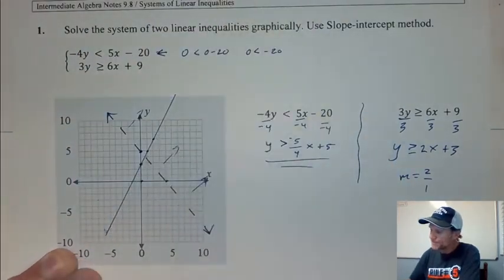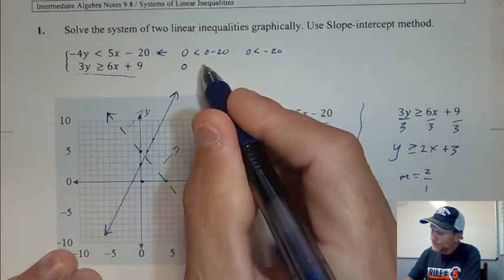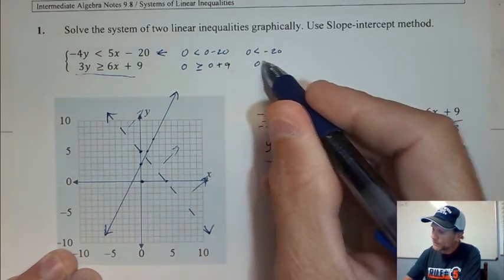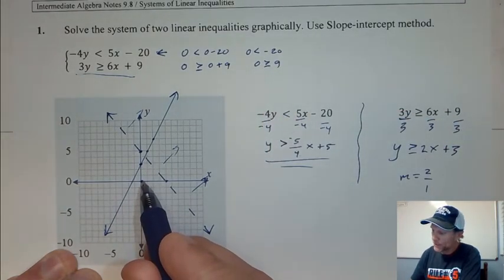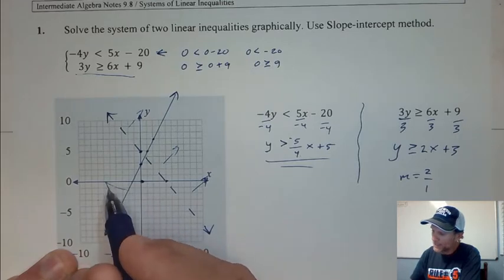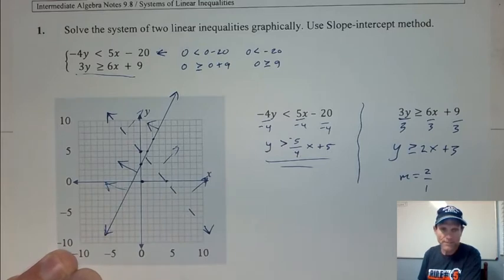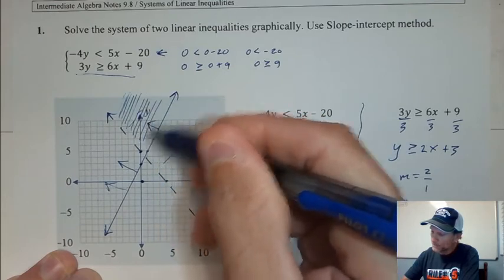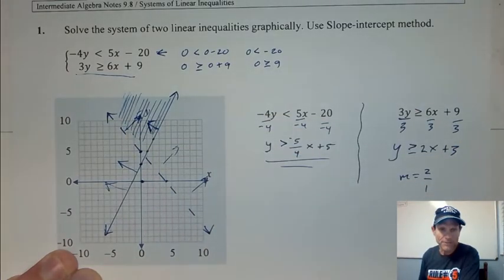Okay. And then I'm going to test the point 0, 0 in this one. So I have 0 is greater than or equal to 0 plus 9. 0 is greater than or equal to 9. That ends up being false, okay, for this one. So I would shade this side of my second inequality. Well, if you study this a little bit, where the overlap is right here, okay, because it was this side of this boundary and this side of this boundary.